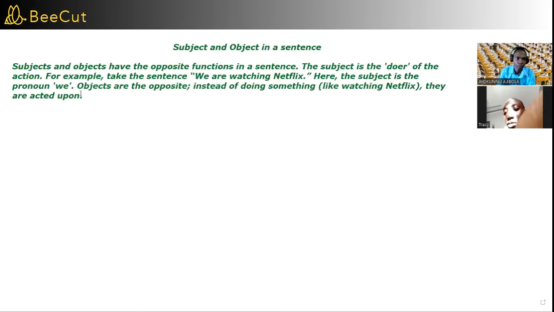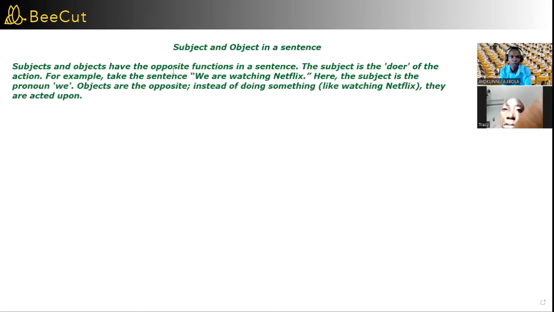Subject and object have the opposite functions in a sentence. That is, the function of object is the opposite of the function of subject. The subject is the doer of the action. For example, when we take the sentence, we are watching Netflix, here the subject is the pronoun we.